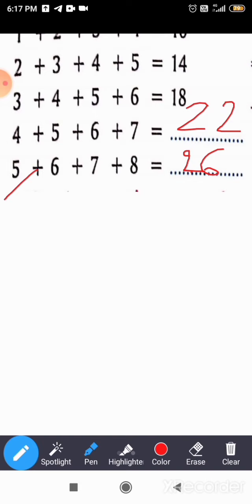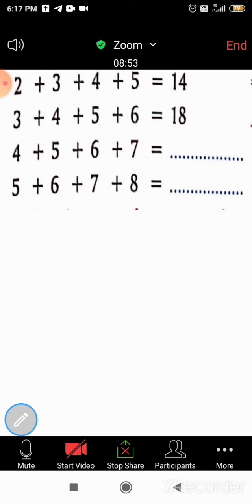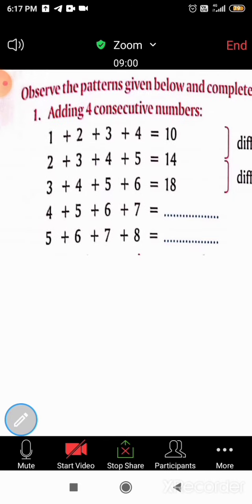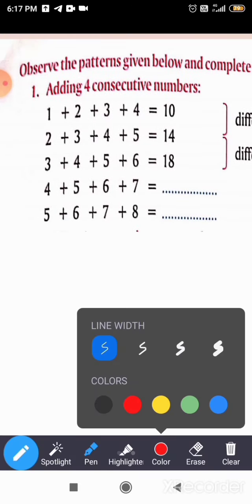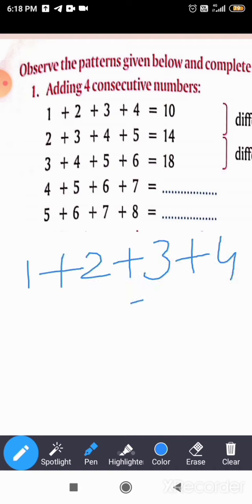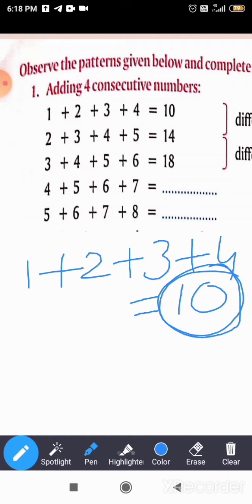But if such a type of question comes in a competitive exam, then how are you going to do it? Understand the pattern once again. See, students, for the first place, if you know the addition answer, if you know that if I'm adding 1, 2, 3, 4 together, then I'll get 10. If you don't know, then you can add and find out the first answer. Only you should know this one. What is the first answer?